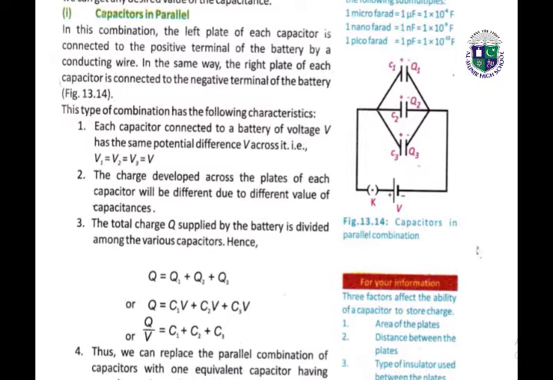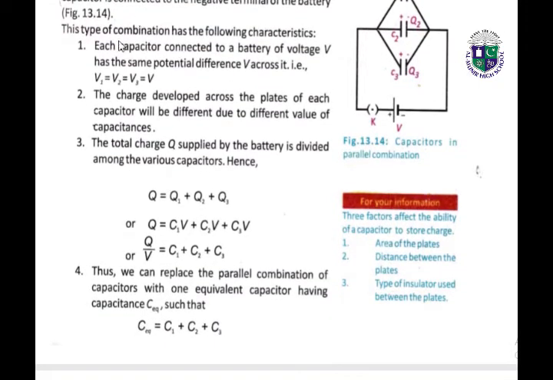Look at these characteristics. Number one, each capacitor connected to a battery of voltage V has the same potential difference V across it, which can be written as V1 = V2 = V3 = V. Number two, the charge developed across the plates of each capacitor will be different due to different values of capacitances. Number three, the total charge Q supplied by the battery is divided among the various capacitors. So it can be Q = Q1 + Q2 + Q3.